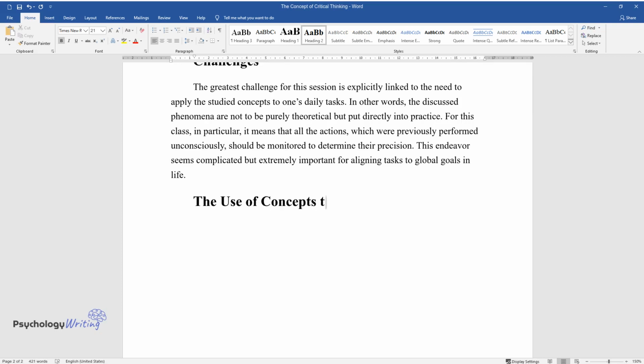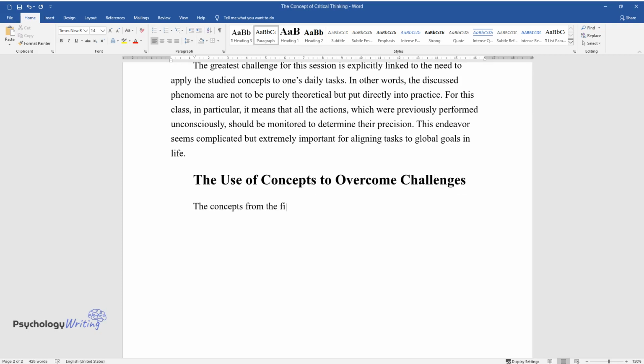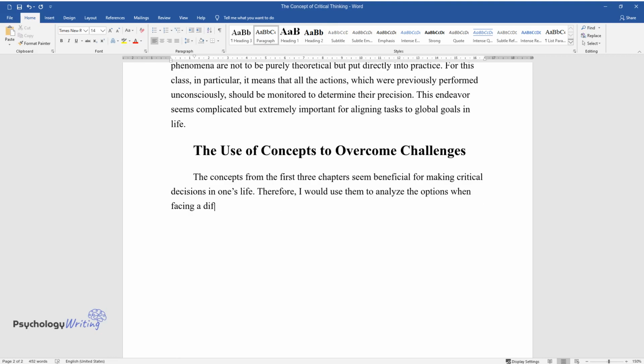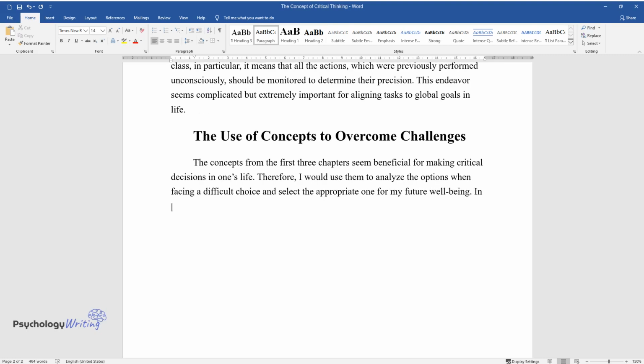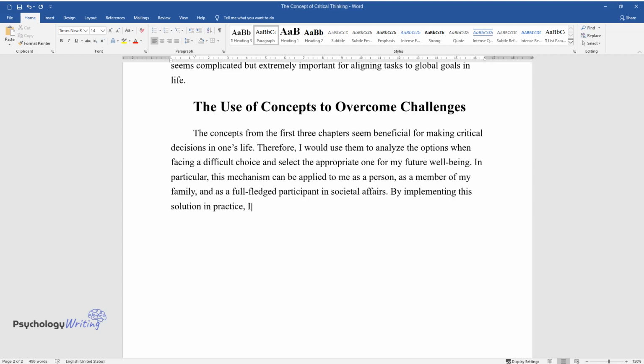The use of concepts to overcome challenges. The concepts from the first three chapters seem beneficial for making critical decisions in one's life. Therefore, I would use them to analyze the options when facing a difficult choice and select the appropriate one for my future well-being. In particular, this mechanism can be applied to me as a person, as a member of my family, and as a full-fledged participant in societal affairs. By implementing this solution in practice, I will be able to gain more confidence in my opinions.